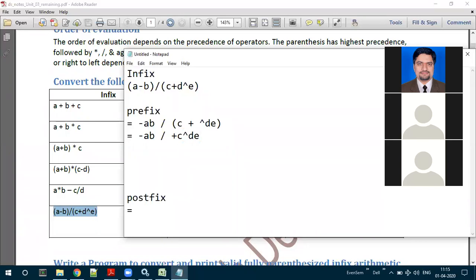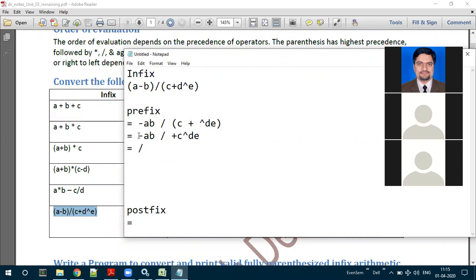Okay, so now we have solved both the brackets into the prefix form. In the next step, we have the operator as division. What are its operands? The first operand is minus AB, and the second operand is plus C, power D E. To convert this entire expression into prefix, first write the operator, then the first operand.